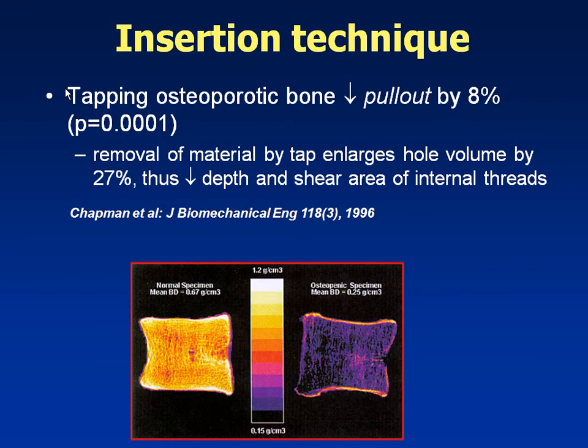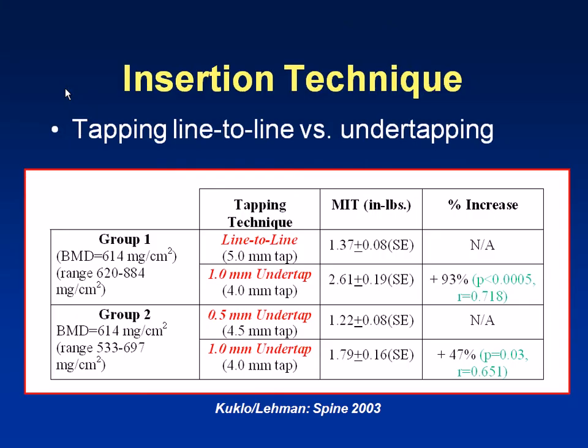Tapping osteoporotic bone has been discussed several times, and in this paper it has been shown that if we tap the osteoporotic bone with the same tap size as the pedicle screw, we may decrease the pull-out strength by 8%. Also, this study by Kuklo has shown that when we tap with a tap which is 1 millimeter smaller, narrower than the original screw, we will increase the pull-out strength by at least 47%.